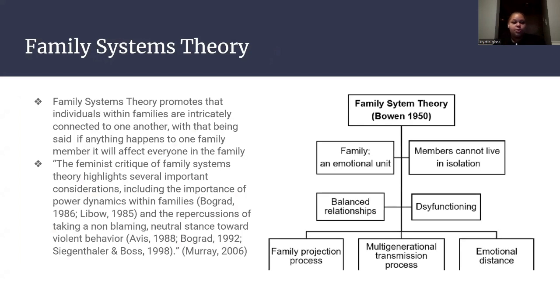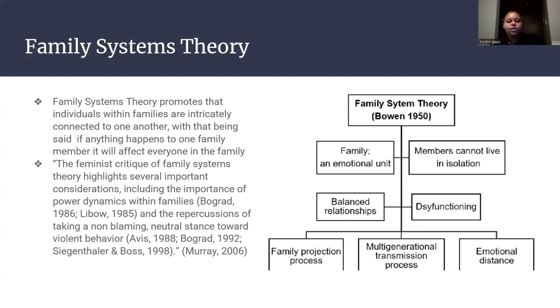Continuing on with family systems theory. Family systems theory promotes that individuals within families are intricately connected to one another. With that being said, if anything happens to one family member, it will affect everyone in the family. This is something that I just pulled from my research that touches on why it's heavily criticized when being used for family therapy or dealing with domestic violence or family violence.